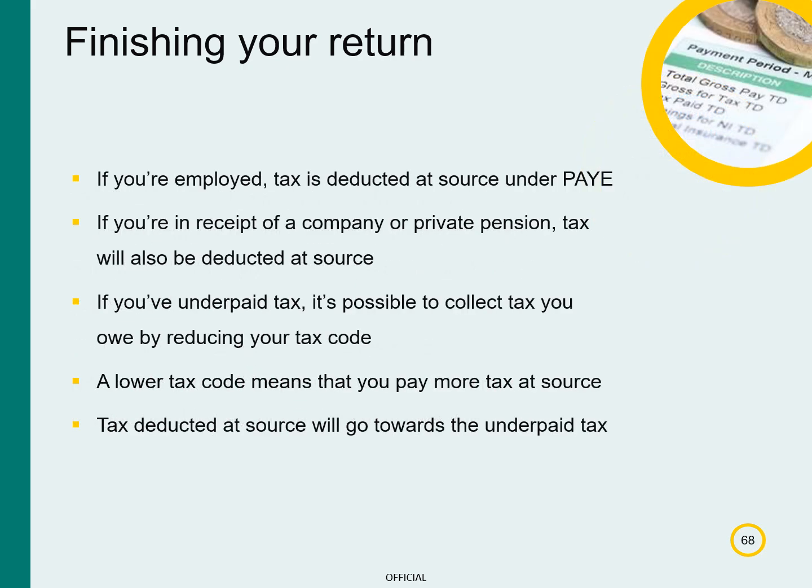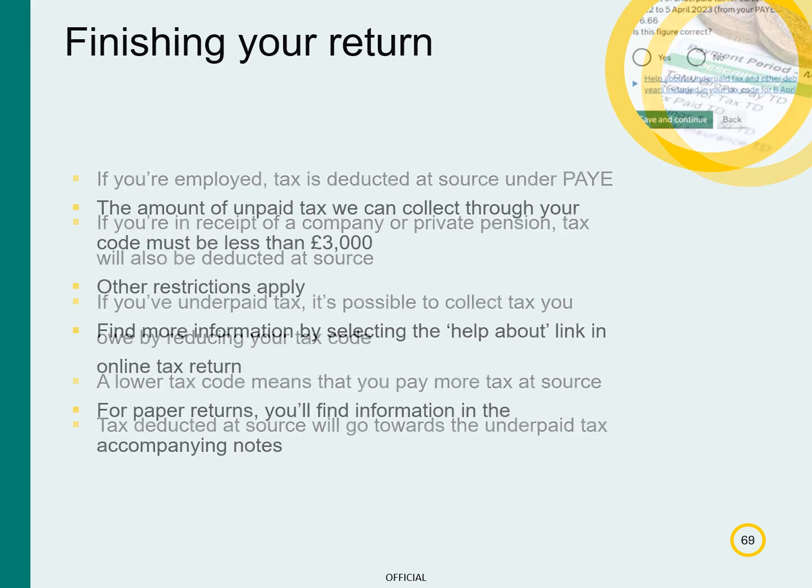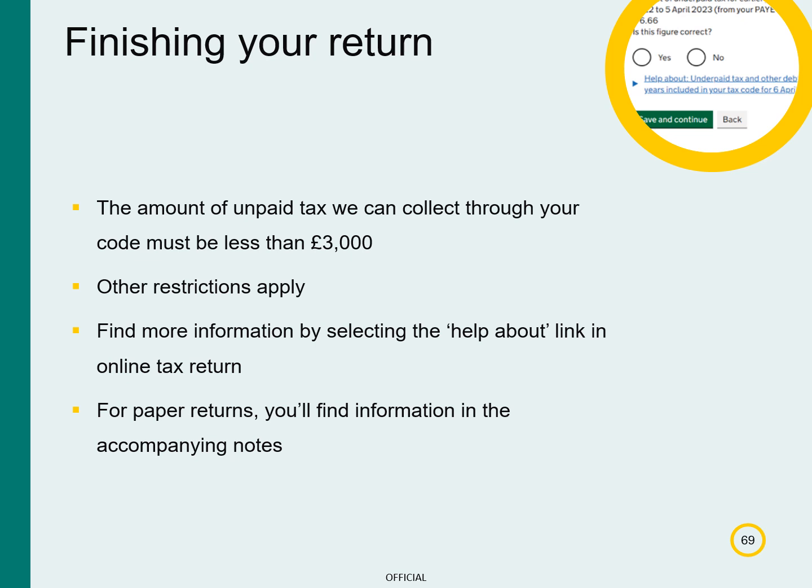If you're employed, any tax due will be deducted at source under Pay As You Earn. If you're in receipt of a company or private pension, tax, if due, will also be deducted at source. If you've underpaid tax, it's possible to collect tax you owe by reducing your tax code. A lower tax code means that you pay more tax at source. The tax taken from your pay by your employer or pension provider will go towards the underpaid tax. The amount of unpaid tax we can collect through your code, however, must be less than £3,000. But note that other restrictions apply.